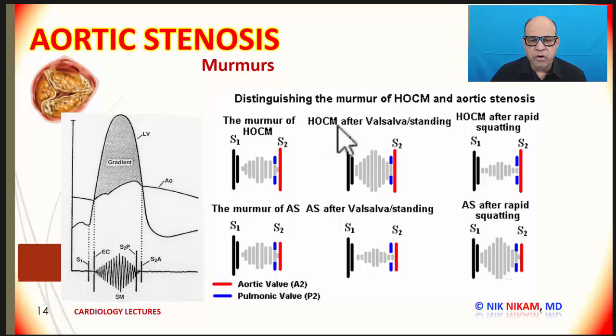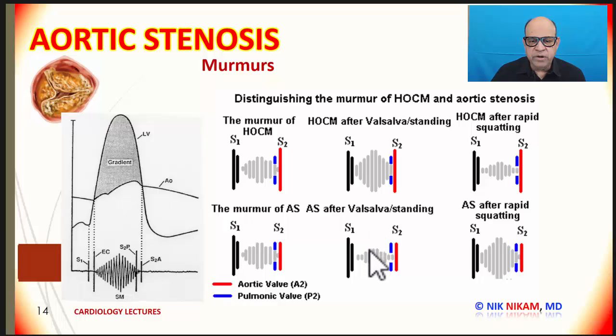In patients with HOCM after Valsalva or standing, where there is decreased venous return and decreased preload, the murmur becomes accentuated. Because hypertrophic cardiomyopathy is a dynamic obstruction, any reduction in the left ventricular cavity size leads to accentuation of the systolic murmur in patients with HOCM. And it is exactly the opposite in patients with aortic stenosis.